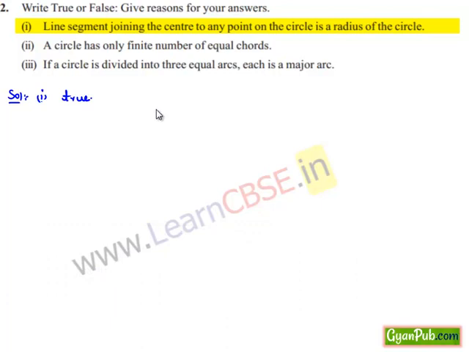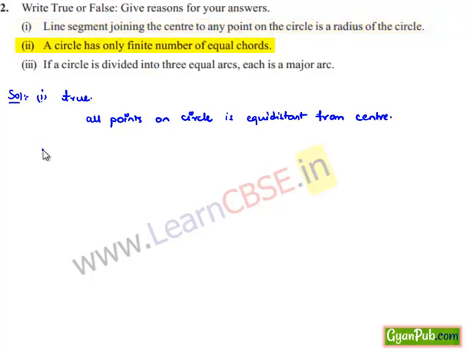because all the points of the circle are equidistant from the center, and that equal distance is known as the radius. Now moving on to the second bit.